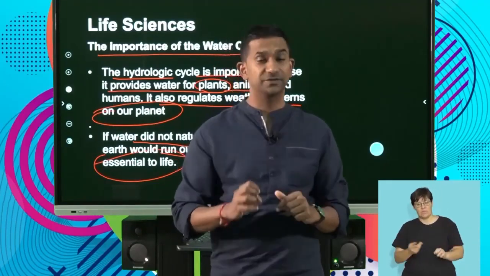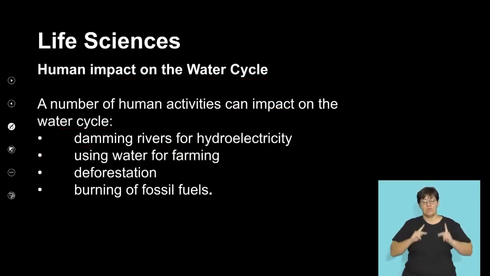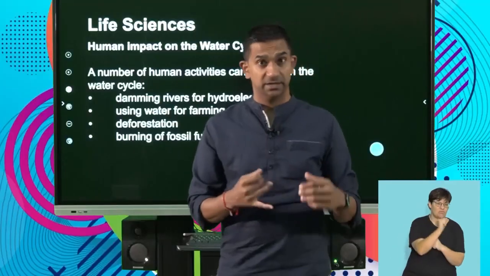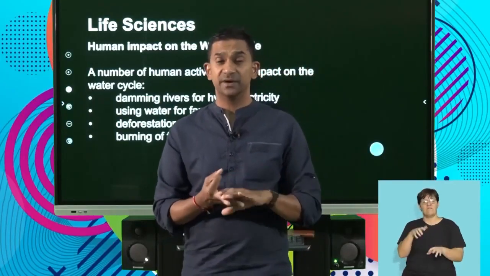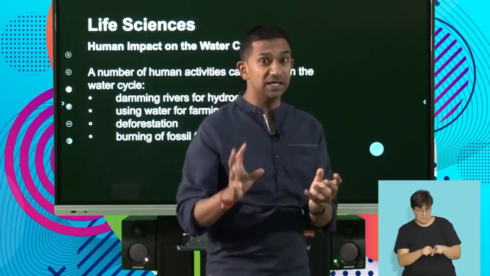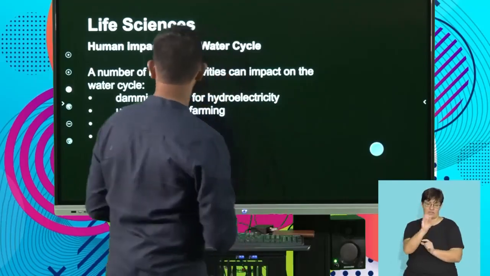So let's talk about the human impact on the water cycle. So humans carry out various different activities, and these include industrial processes, agriculture, as well as farming processes. These all influence the quality of water as well as the water cycle.